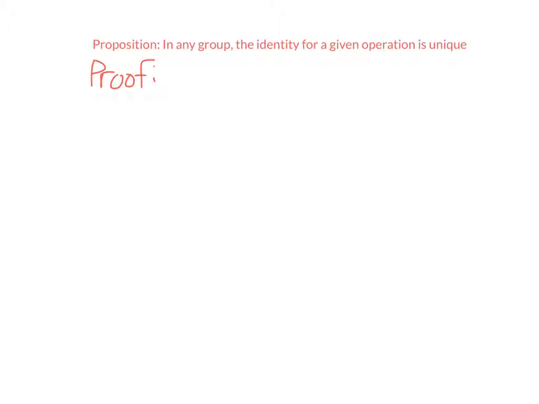My first step needs to be to formulate these words from the proposition into some sort of mathematical writing. I need to formulate it mathematically. What I'm saying, if the identity is unique, is that there can't be two of the same identity. So I'm saying that if there are two identities under a given operation in a group, they must be equal.